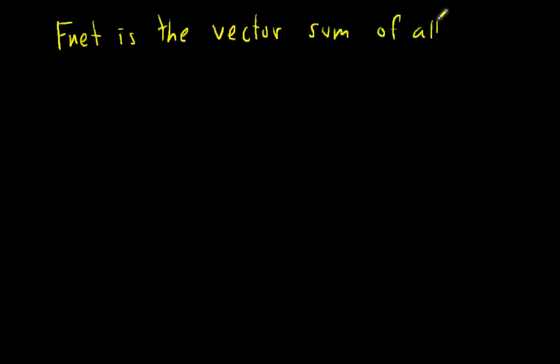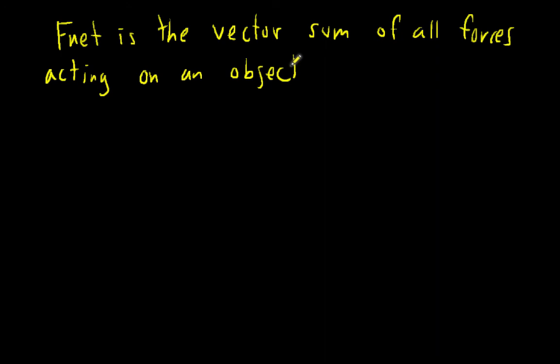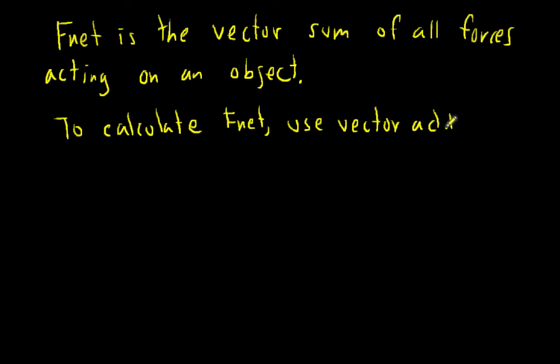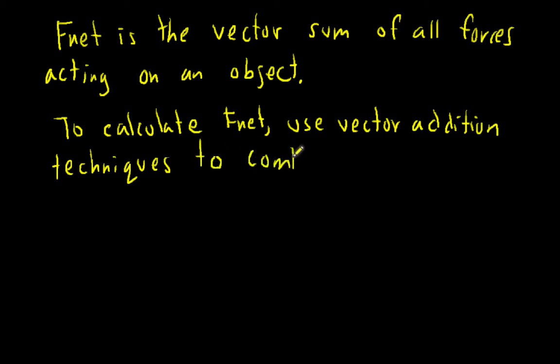F net, the net force, is the vector sum of all forces acting on an object. It's the total unbalanced force. It's whatever's left after everything else is balanced out. To calculate F net, we must use our vector addition techniques. These are our collinear vector addition, as well as perpendicular and vectors at angles, to combine all forces acting on the object.